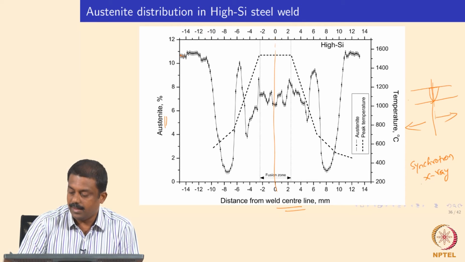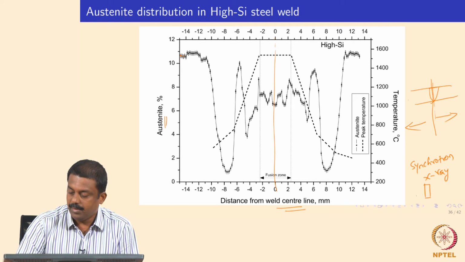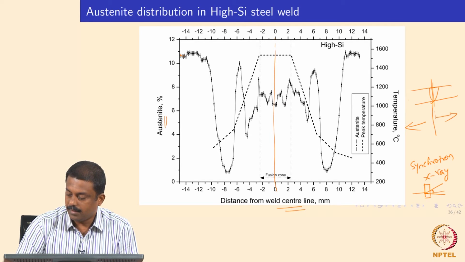For example, you have a sample and the beam comes here and then diffraction happens. Okay, so this is, for example, the angle between the incident and diffracted beam.